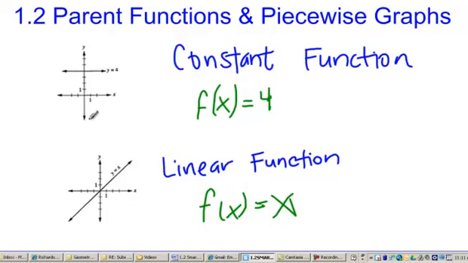Okay? So basically, f of x equals x crosses the origin at 0, 0. So go ahead and mark that 0, 0. And go ahead and mark 1, 1. There it is. Okay? So go ahead and mark that on your paper as well. That'd be great.